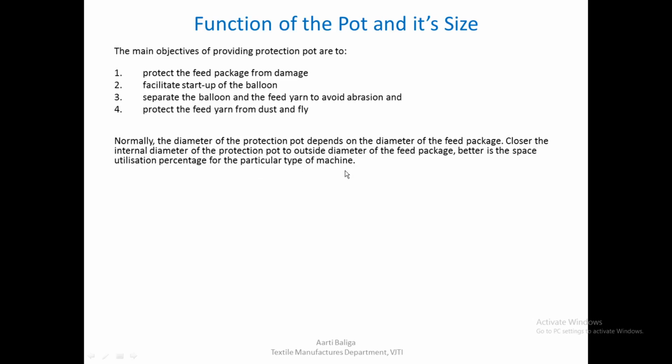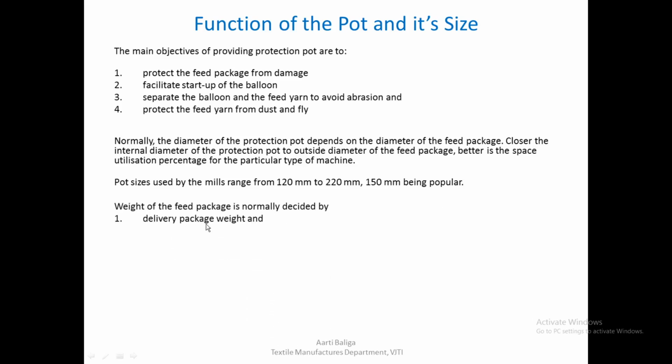So we can accommodate more packages along the length of the machine if the pot is just slightly bigger than the feed package. So the pot diameter will always be dependent on the feed package diameter. Pot sizes used by the mill range from 120 mm to 220 mm, whereas 150 mm is the most popular pot size.